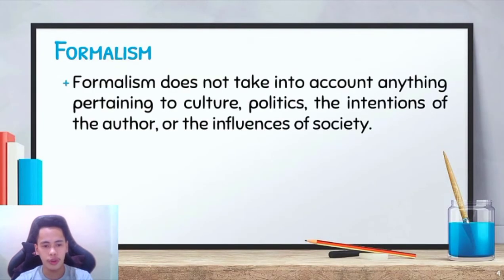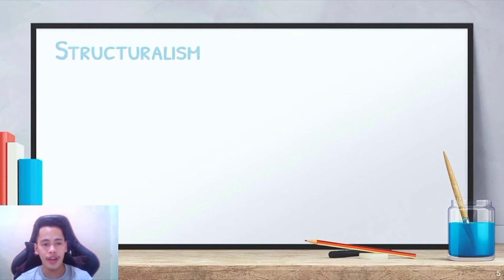So, according to formalism, a text exists independently of any outside influences. When it comes to reading and understanding literary works, formalism is a scientific and technical approach that requires a higher level of mental intelligence than emotional intelligence. Lastly, formalism does not take into account anything pertaining to culture, politics, the intentions of the author, or the influences of society. And then we have structuralism.